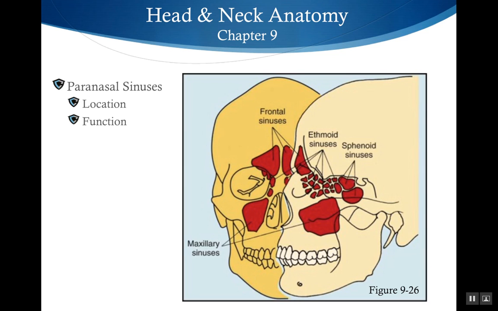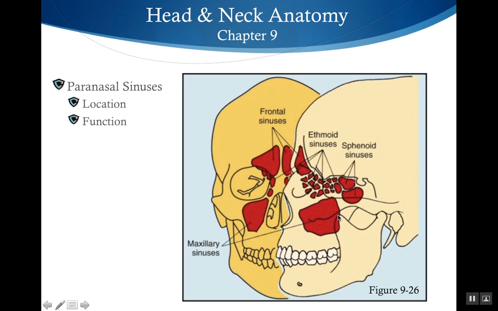All right, now finally, let's talk about the sinuses. The paranasal sinuses are air-filled spaces or cavities within the skull that communicate with the nasal cavity. There are different sinuses and they're all named for the bones where they're located. So you see here the frontal sinuses are located within that frontal bone. The ethmoid sinuses are within the ethmoid bone. Sphenoid sinuses are within the sphenoid bone. And then the maxillary sinuses are in the maxilla.